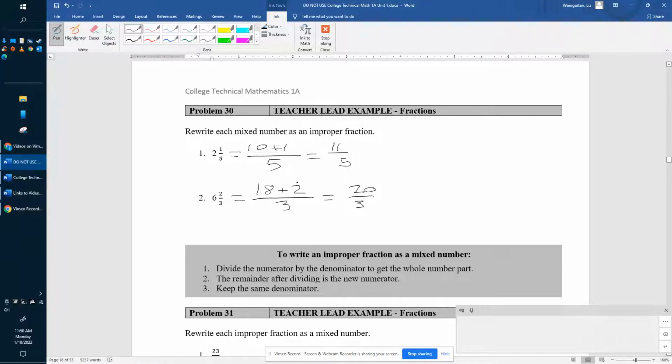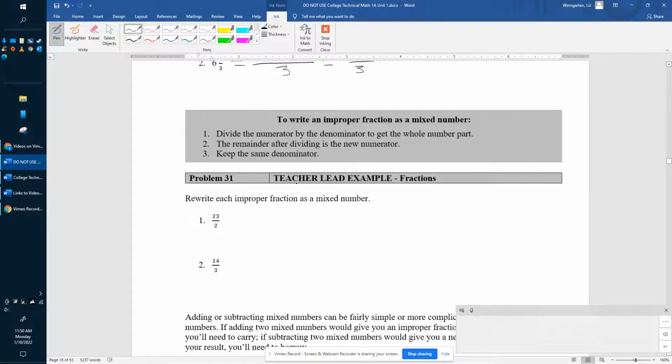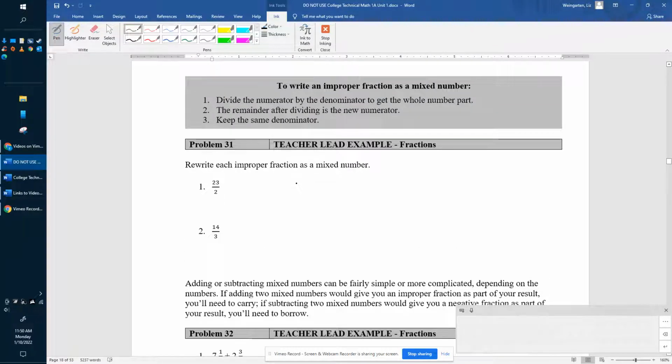Now, let's look at a way to write an improper fraction as a mixed number. So the way I like to do this, we can start by looking at the instructions given. Divide the numerator by the denominator to get the whole number part. The remainder after dividing is the new numerator. Keep the same denominator. So I am taking my calculator and I am doing 23 divided by 2. My whole number is 11.